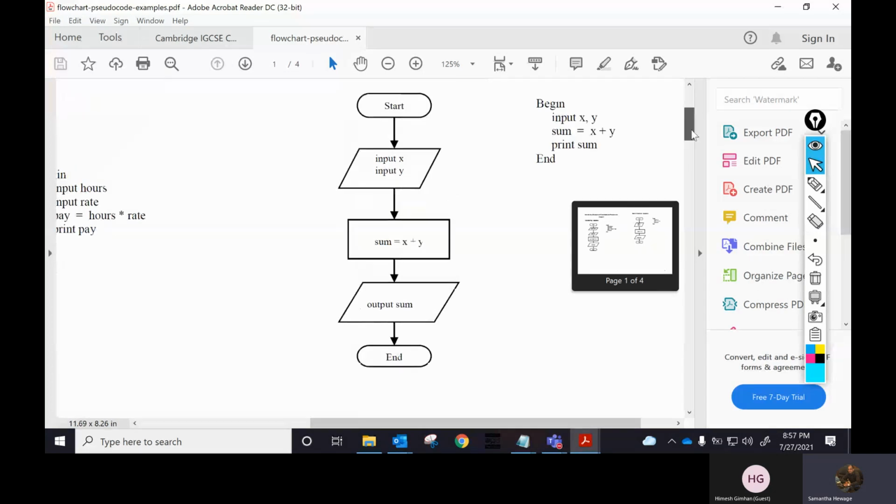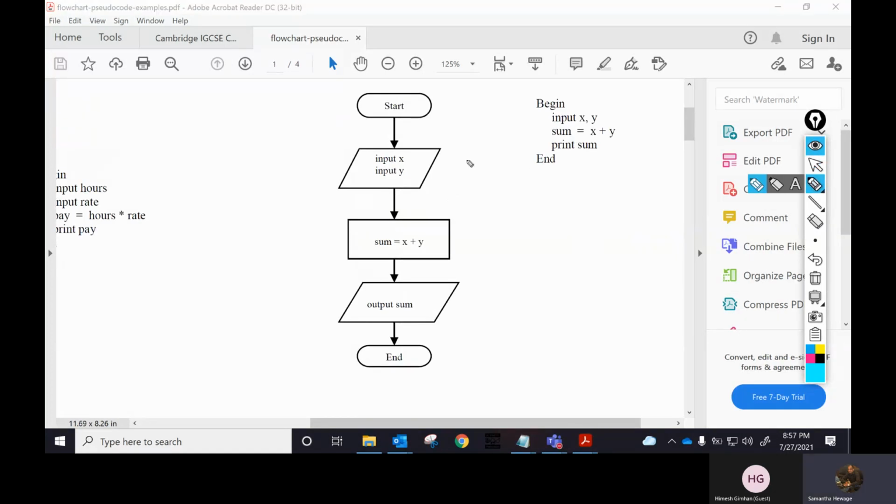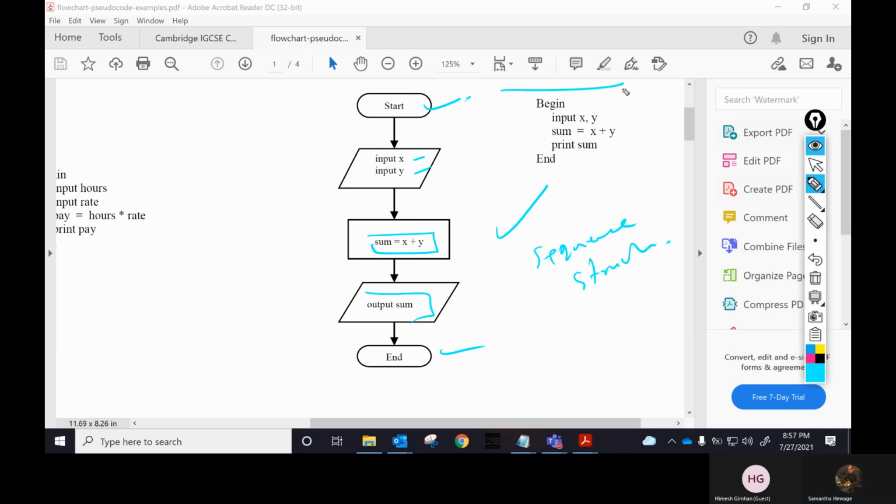Now look, I will show this too. Here is what we did earlier. Here start, input x, input y. This is the action, x plus y, sum, output sum, end. This is the sequence structure. Here, pseudocode: begin, input x, y, x plus y, sum.